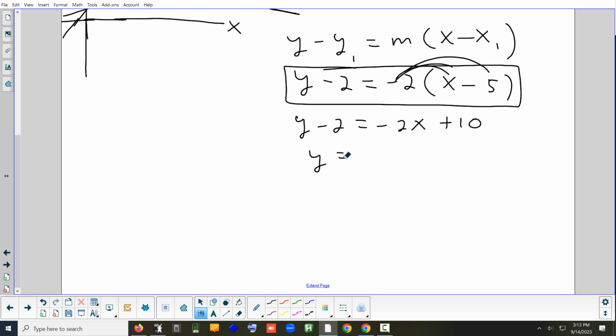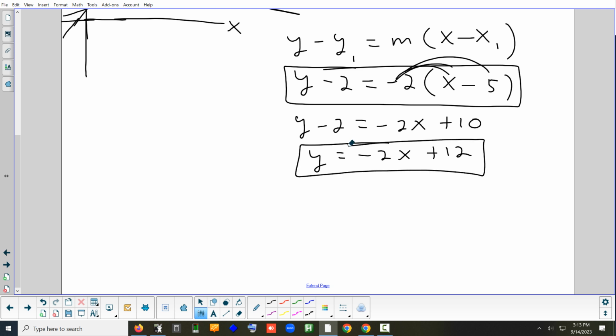Well, if you divide everything by 2, then you're going to end up with a 1/2 in front of the y. So you add the 2. So we're going to add the 2. So negative 2x. And what would your y-intercept be? 12. So this is slope-intercept form.